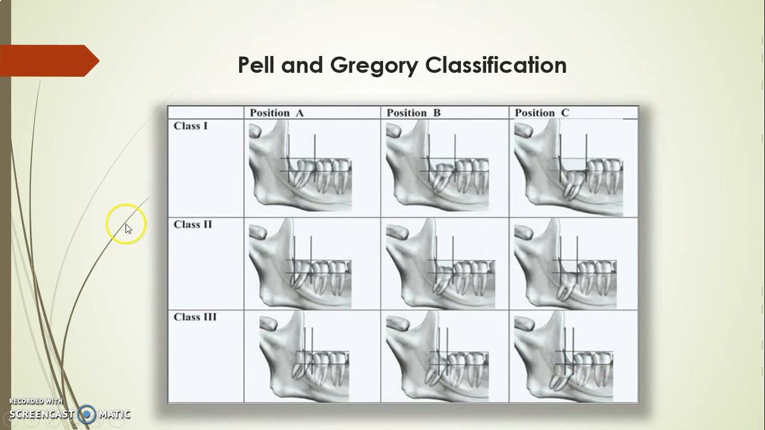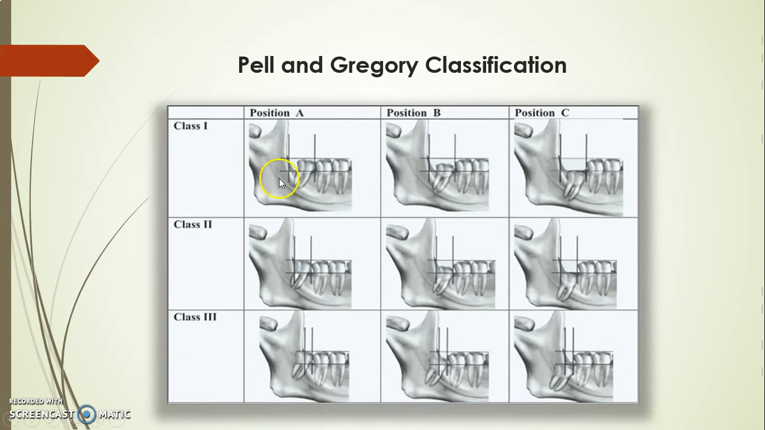So if we make a sectioning and draw lines between each other, we can conclude this. Class 3 position C is going to be the difficult one to remove. The more we go this way, it is going to be more difficult, and the more we go this way, it is going to be more difficult. So if you go this way and this way, this one is going to be the most difficult one, and this one is going to be the easiest one to extract.